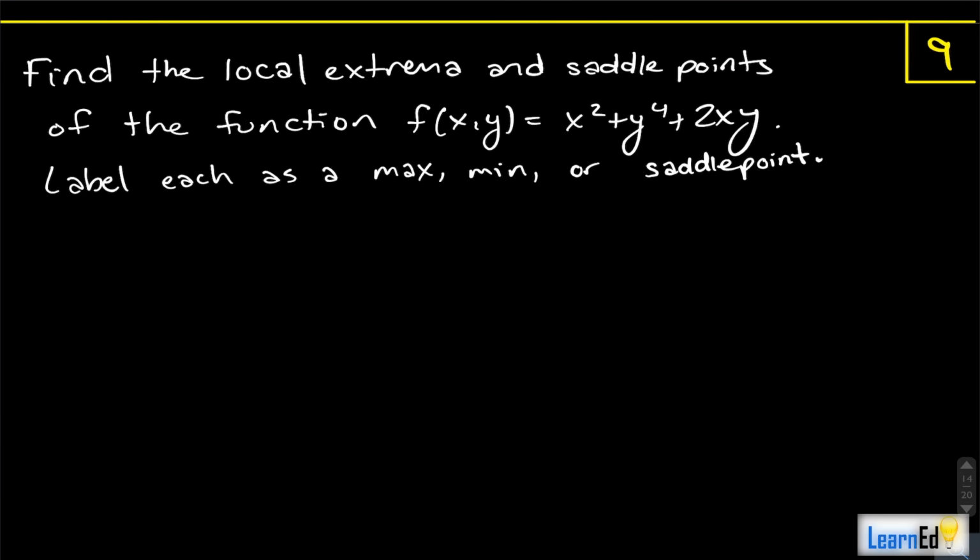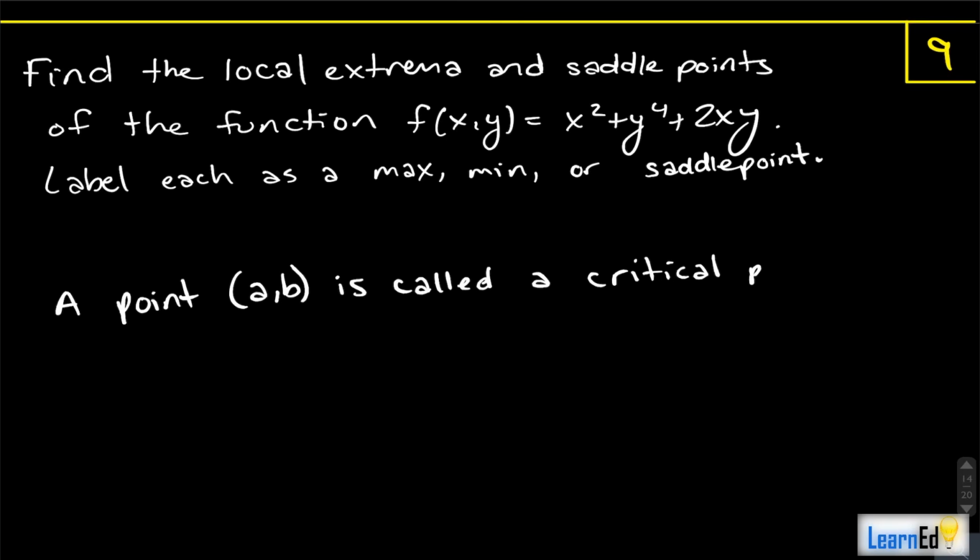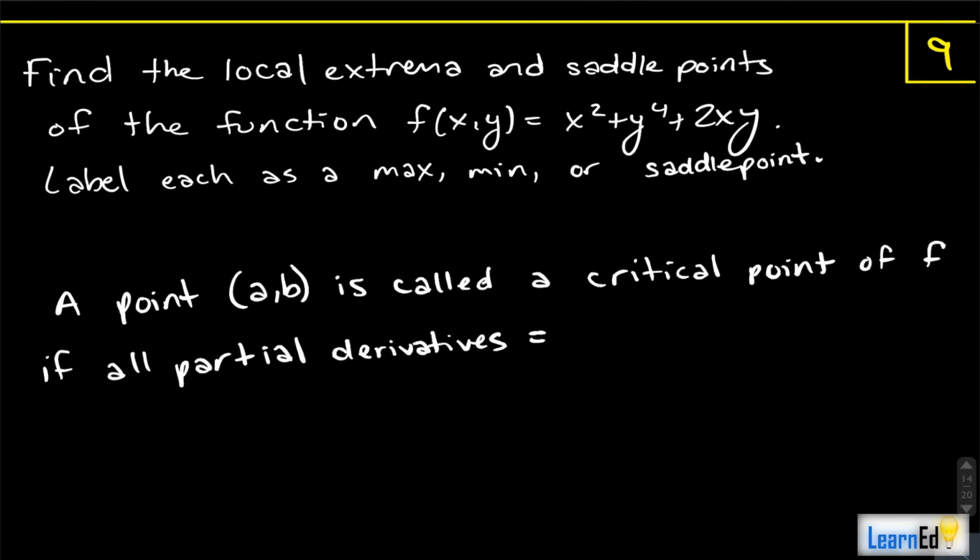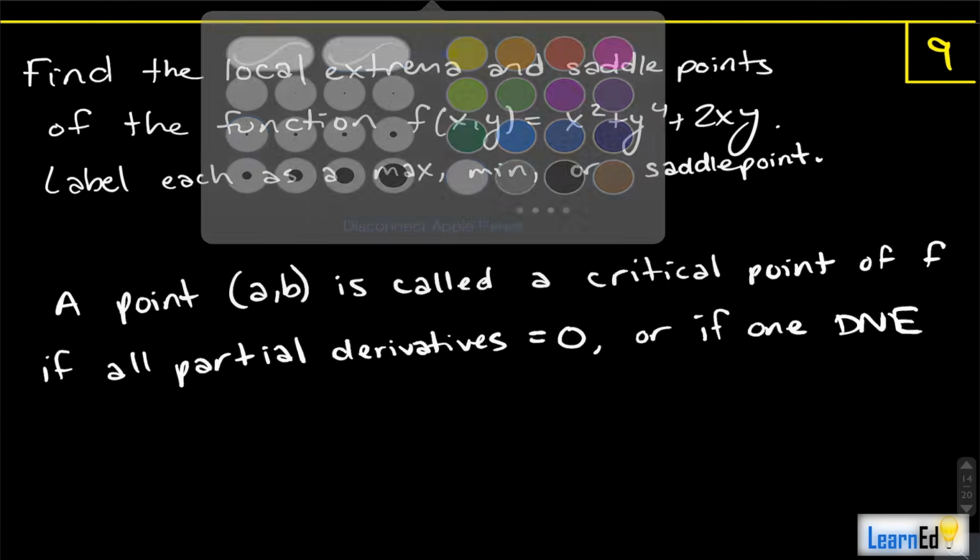The whole idea of this is if you have a point A comma B, it's going to be called a critical point of your function f if all of your first partial derivatives equal 0, or if one of them doesn't exist.